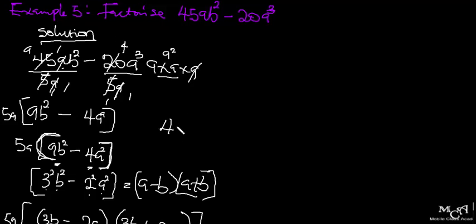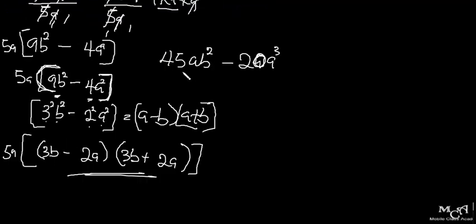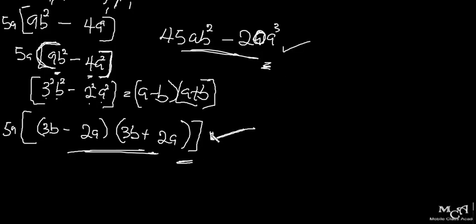Factorization of 45ab squared minus 20a raised to the power of 3. So the solution to this question is this. If we expand this solution, it's going to give us this. If we try to expand this solution, we arrive at this. So that shows our answer is correct.